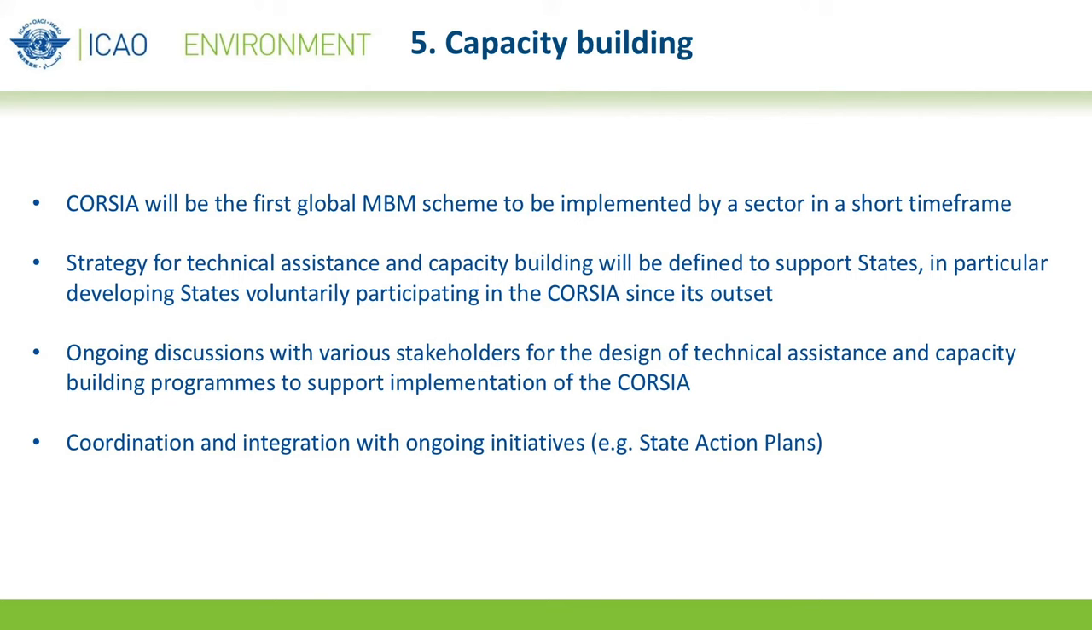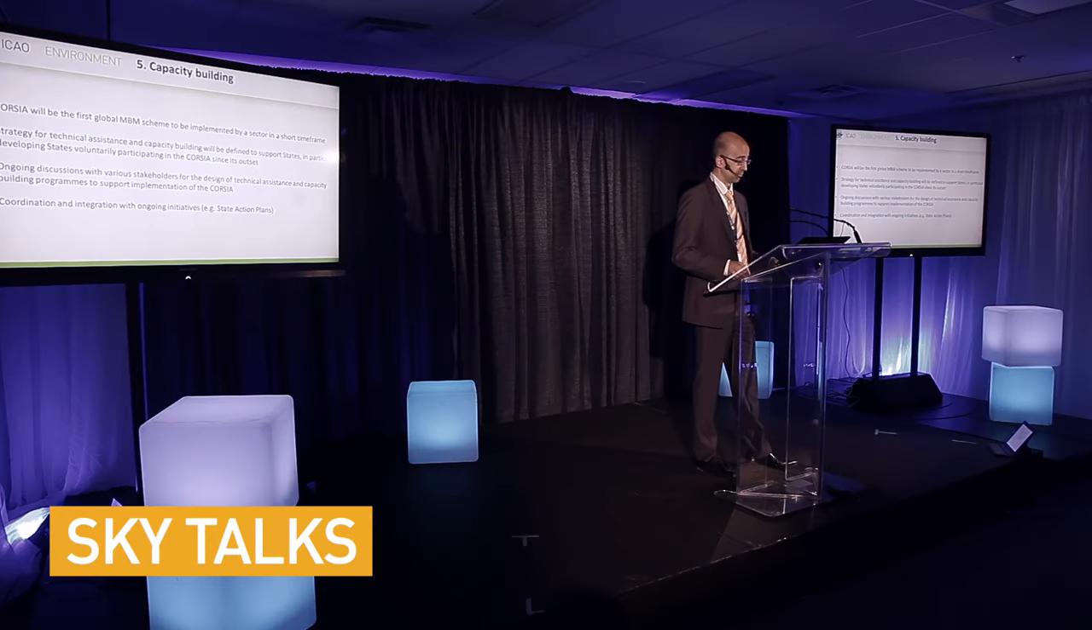As I have said at the beginning of my presentation, there are a series of capacity building and technical assistance needs that will arise from the implementation of the CORSIA, not only from 2021, when the scheme is implemented, but also, as we have seen in the previous slide, on the way to 2021, due to the different preparatory work that has to be done by member states. So there is an ongoing discussion on the establishment of a comprehensive framework for capacity building and technical assistance for all member states which require such assistance, but of course, with a special focus on those states who will participate in the scheme from its very beginning in 2021.